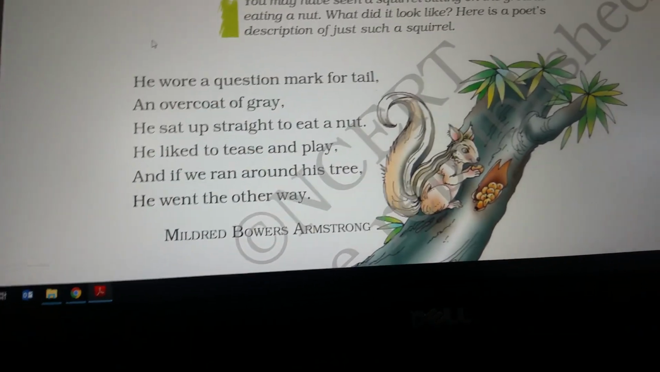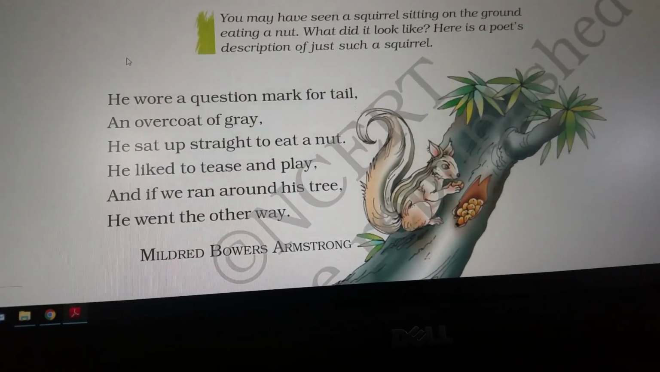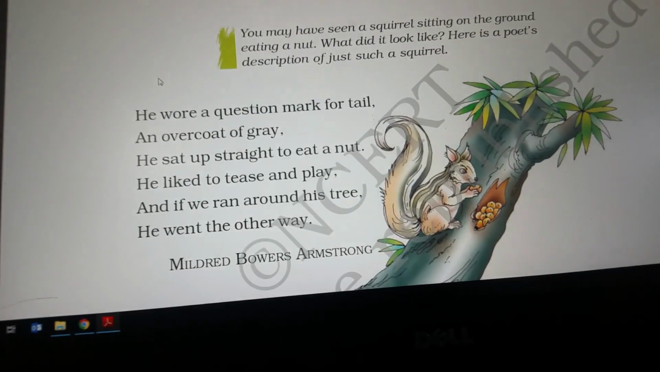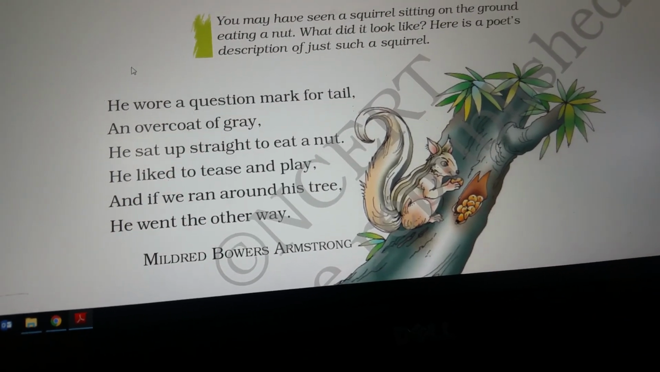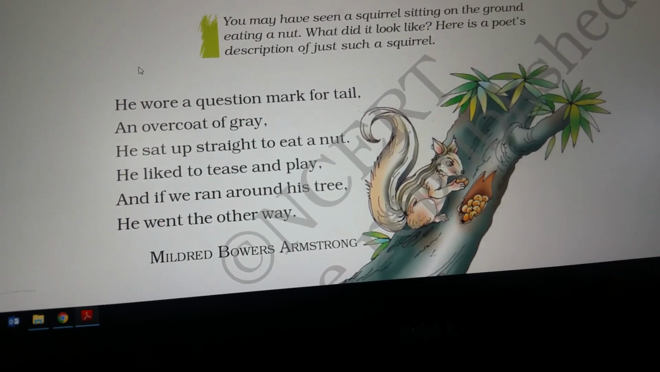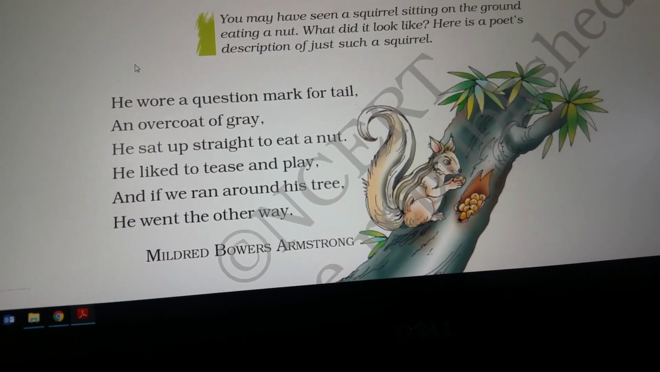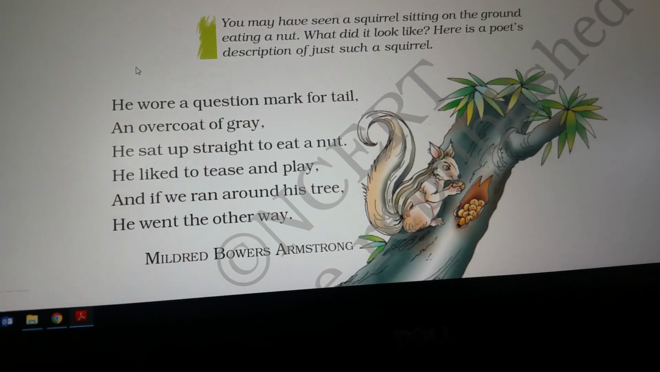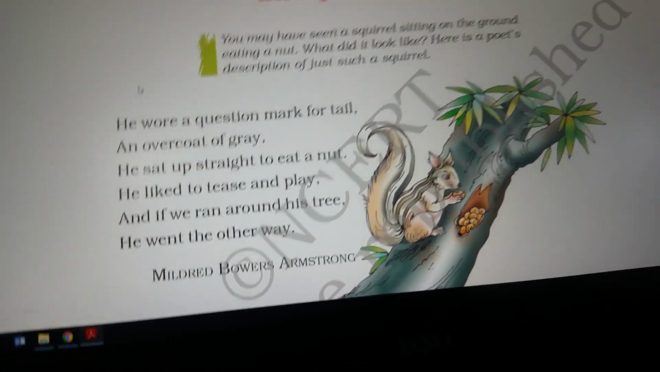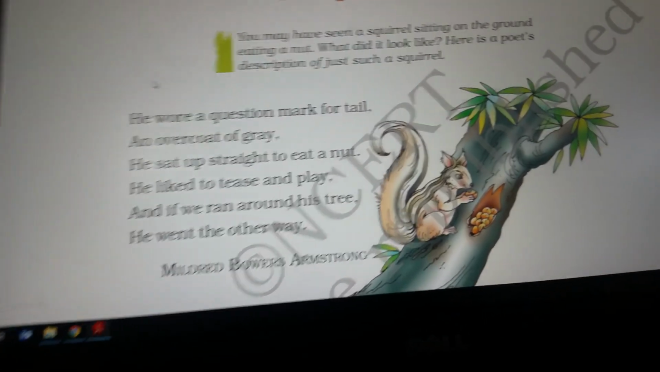Whenever human beings try to move towards his tree, it always tries to play with the human beings. It would like to tease and play. To do so, it would also run round the tree, but from the opposite side. Okay, so this was the summary.